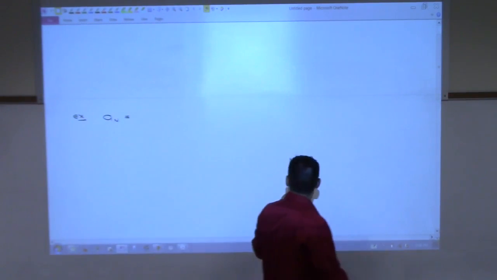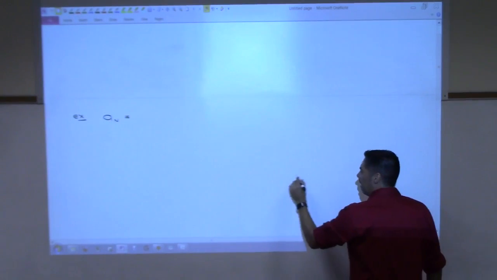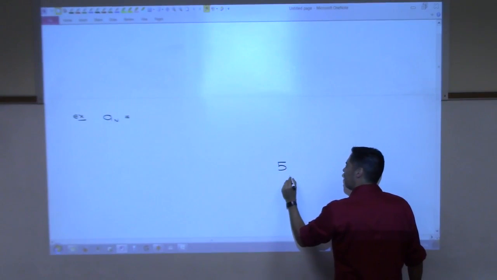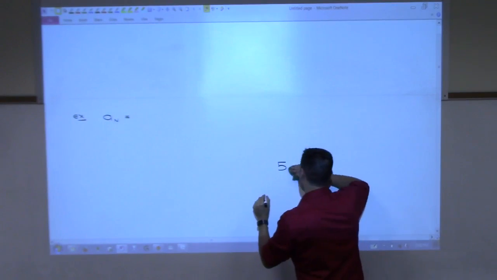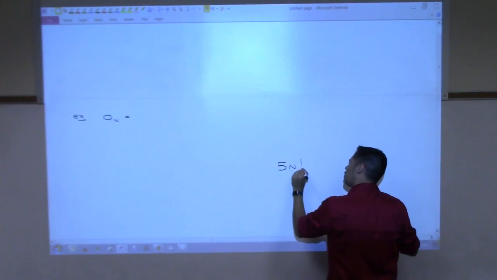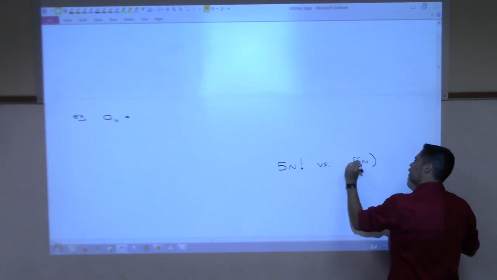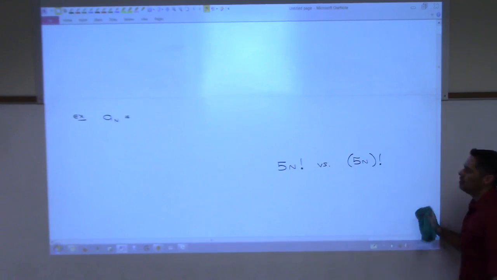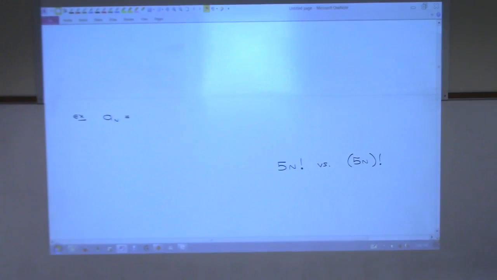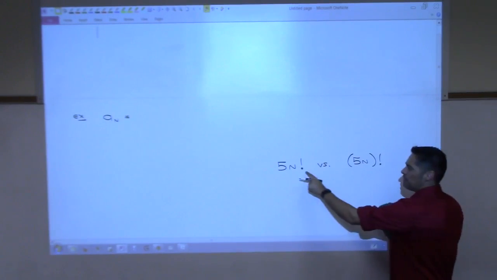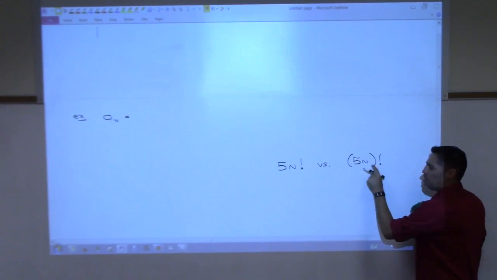Oh, by the way, I wanted to ask you, because I asked my other class, what's the difference between 5n factorial versus 5n factorial? Yeah, so what is the difference between these two, is what I'm asking. This factorial is just on the n. This one's on the whole thing.